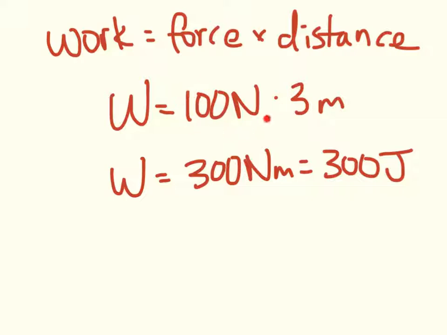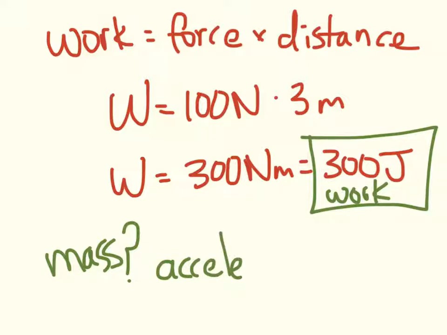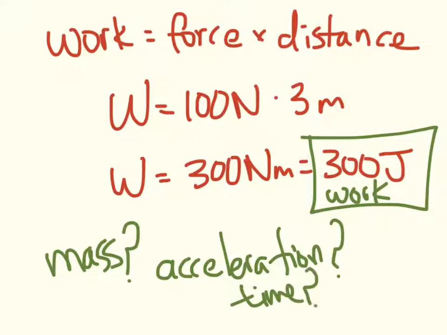The force is 100 newtons, the distance is 3 meters. We multiply, a newton meter is a joule, and this is our answer for the work. Notice how the mass of the box didn't even matter. We didn't find its acceleration. We don't know how much time it took to move through that distance of 3 meters. We do know how much work was done in doing that.